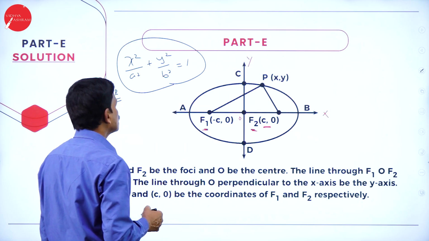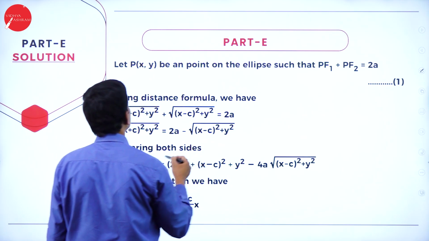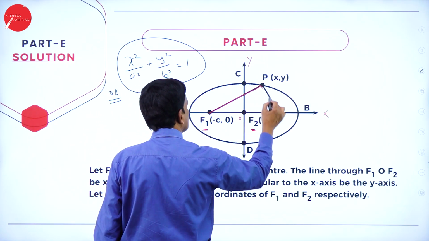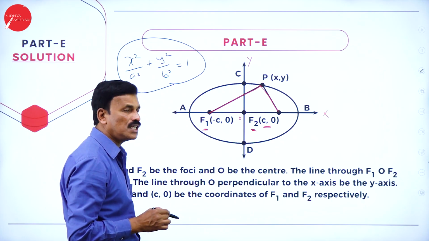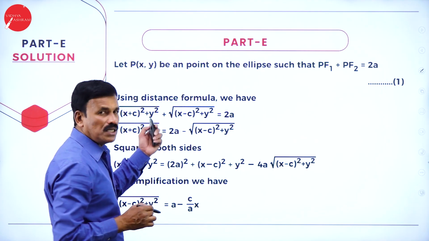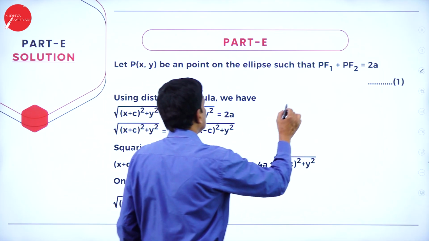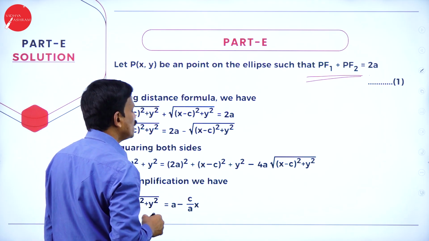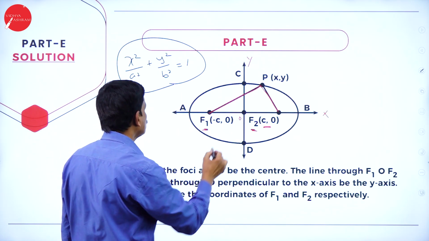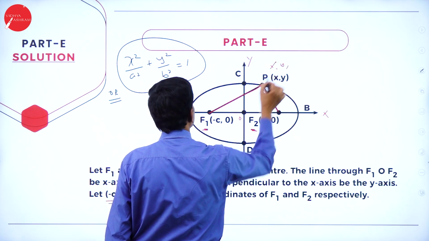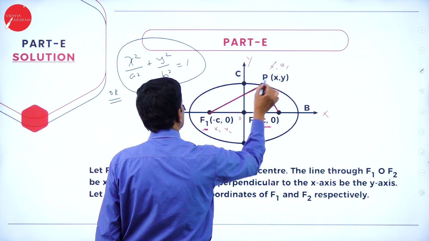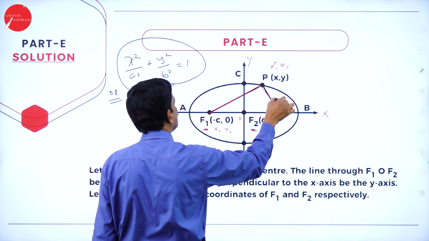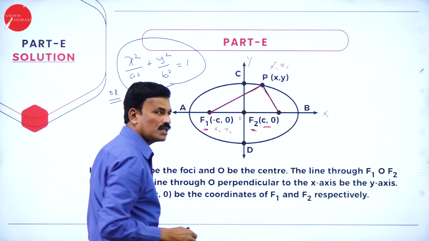Now let P(x, y) be any point on the ellipse such that PF1 plus PF2 is equal to 2a. Let us represent this as equation number 1. Now by distance formula find out PF1. This is (x1, y1), this is (x2, y2): square root of (x plus c) whole square plus (y minus 0) whole square. Similarly, what is PF2? Square root of (x minus c) whole square plus (y minus 0) whole square.